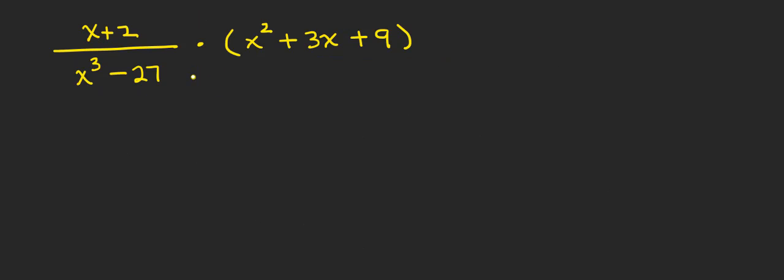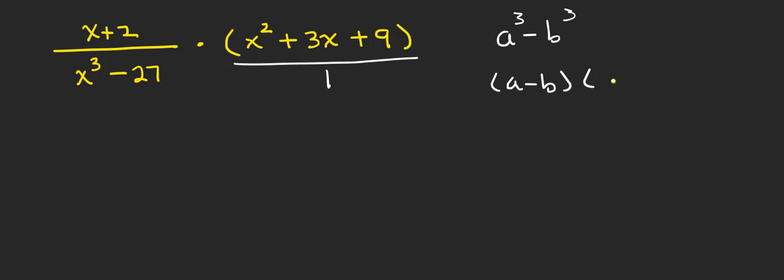Now let's multiply these rational expressions. First of all, we can make that into a fraction by putting 1 on the bottom. And this is already factored out. We cannot factor this. What about x cubed minus 27? That's a difference of cubes. And do you remember how to factor a difference of cubes? A cubed minus B cubed is going to be quantity A minus B times A squared plus AB plus B squared.